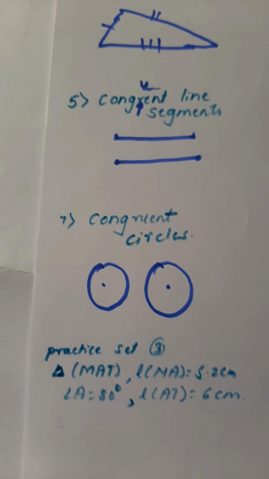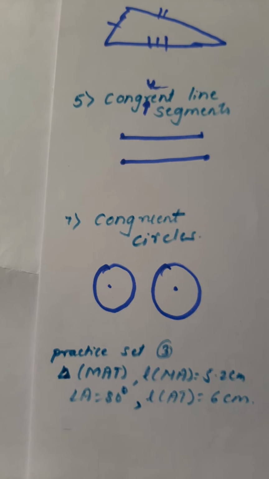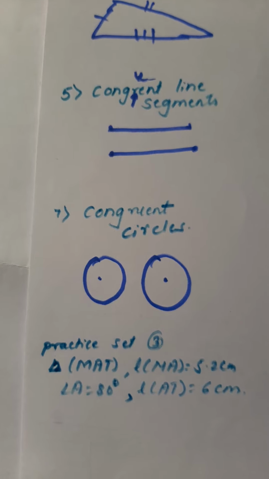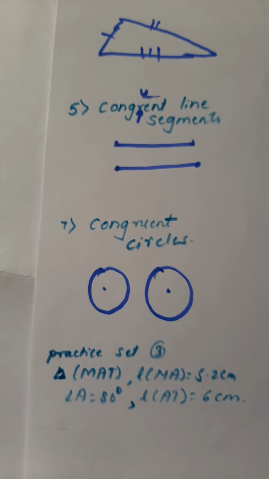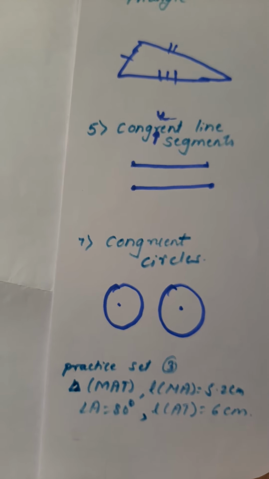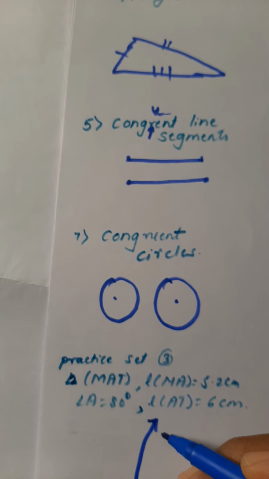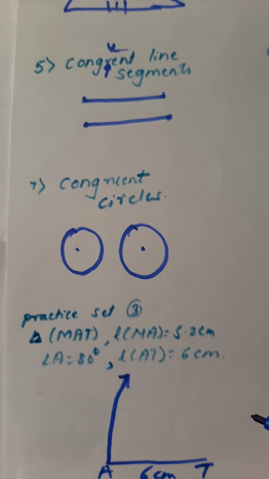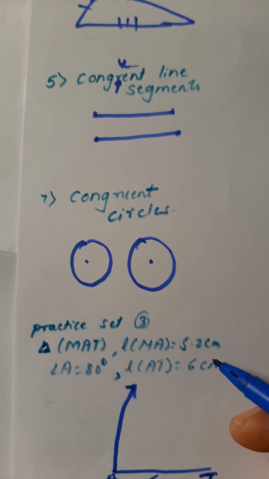At the start, we have to draw AT, which is 6 centimeter, with the help of a scale. Measure 6 centimeter from the scale, draw a line. With the help of a protractor, take an 80 degree angle. The 80 degree angle will come less than 90. 80 degree means what? It will come less than 90 degree. Then what is given? MA is given as 5.2.